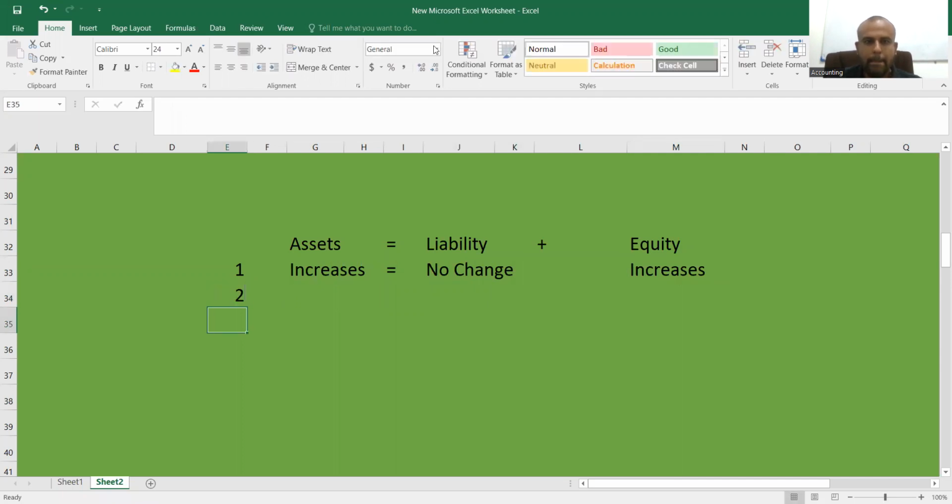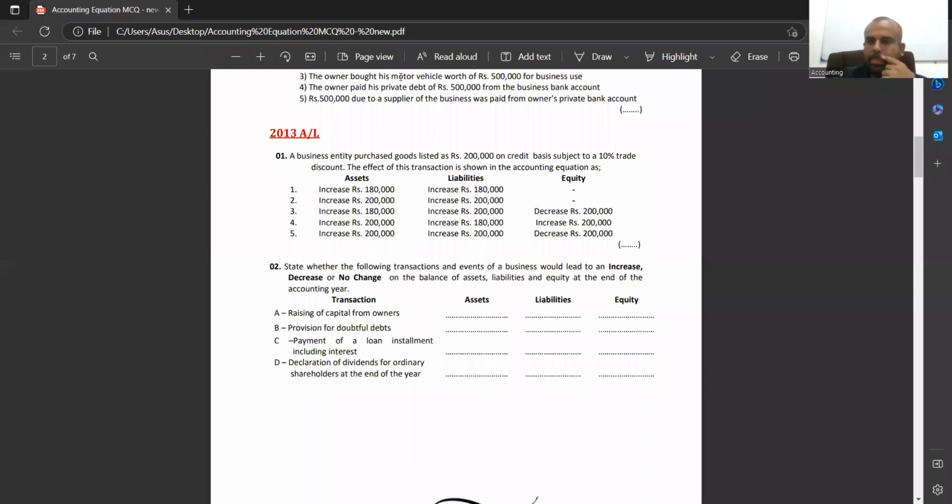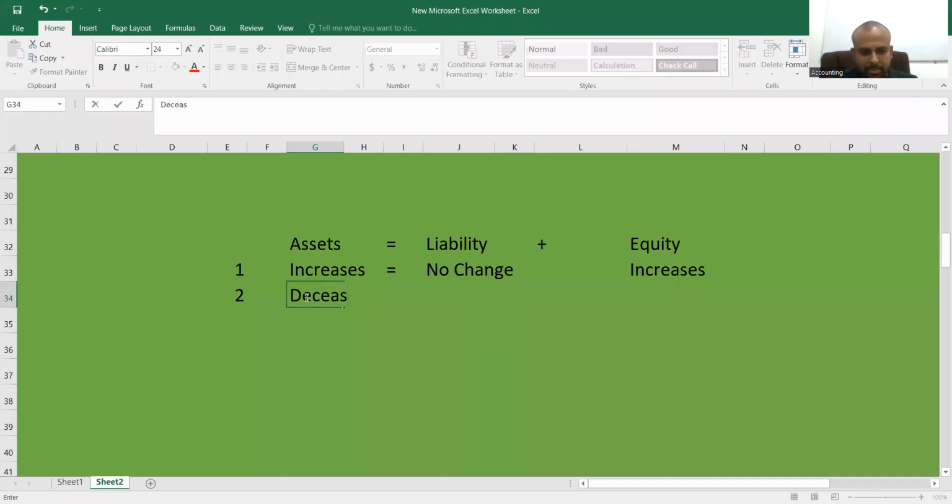Okay. What is the next one? The second one: provision for doubtful debts. What is the word we use instead? Allowances for expected losses. When you make the allowances for expected losses, it decreases business assets, and it is an expense. And it reduces owner's equity. The expense reduces owner's equity, so you need to reduce from the equity, and liability has no change.